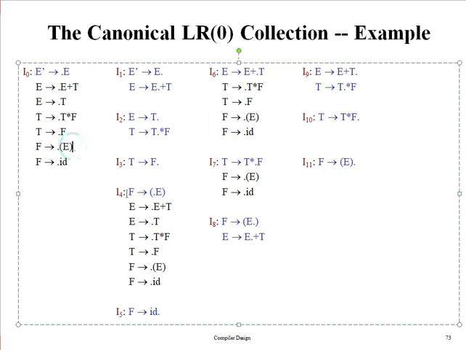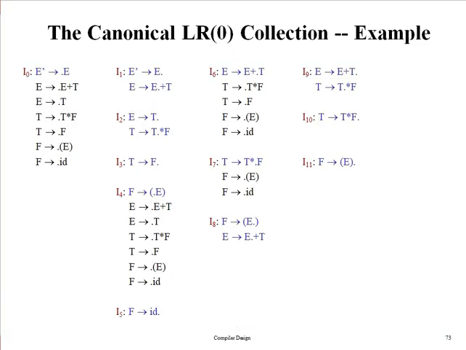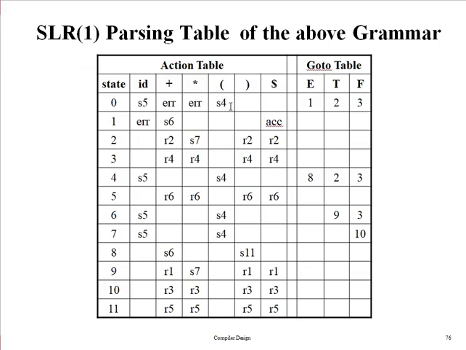S4, because here I4 is generated from I0 by shifting the position of the dot after the opening bracket. So that's why we added S4. And there is no other action added under the other columns. The other columns are left blank, and those indicate error entries.